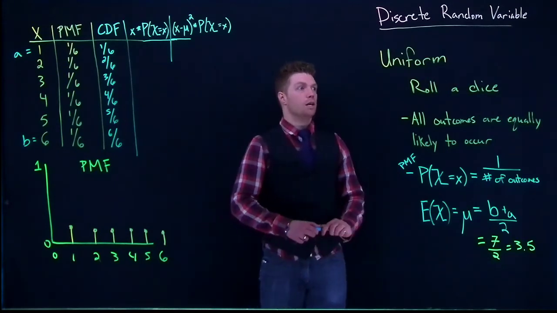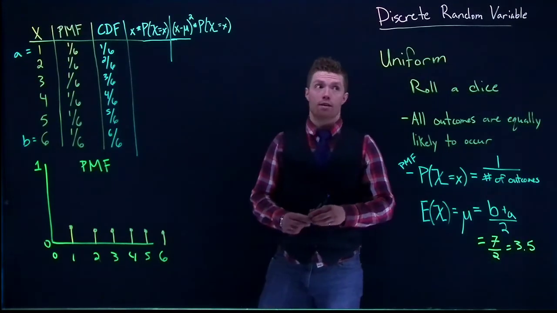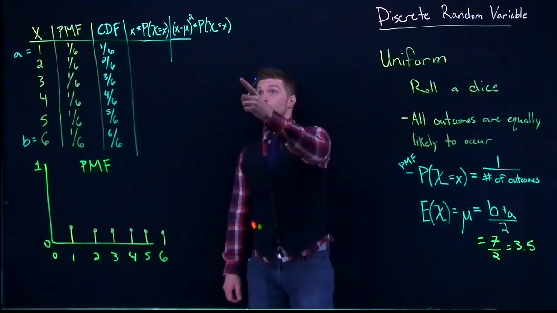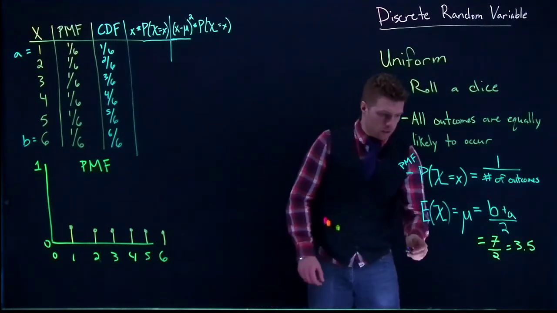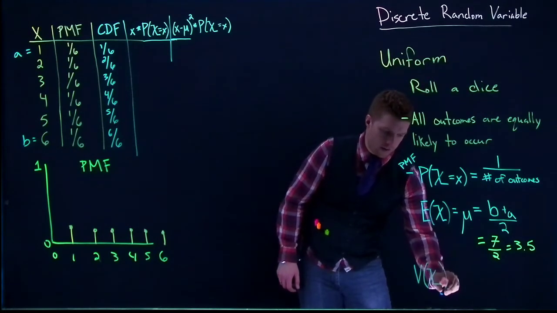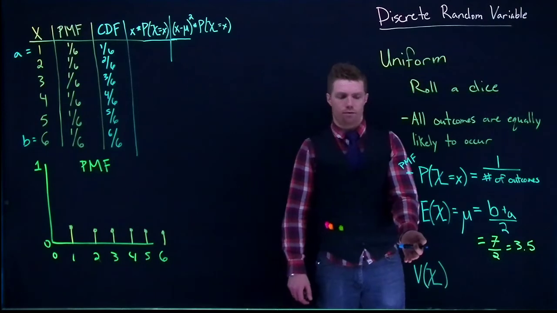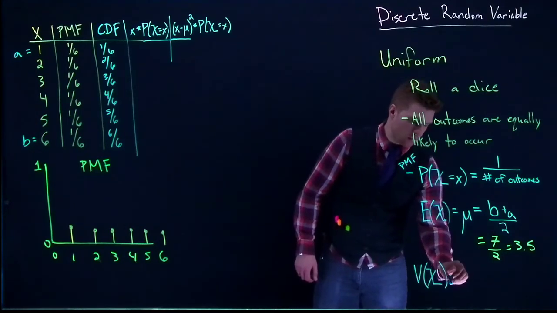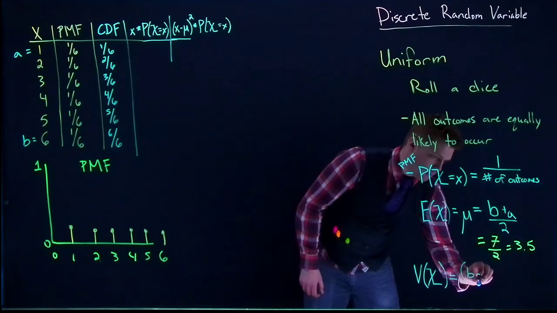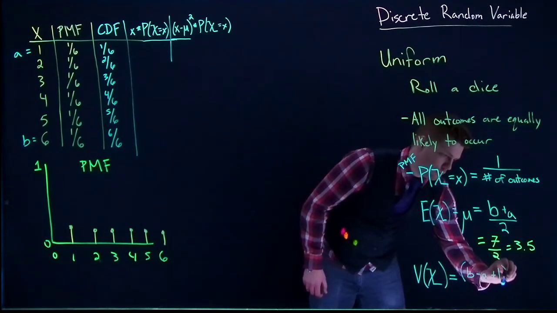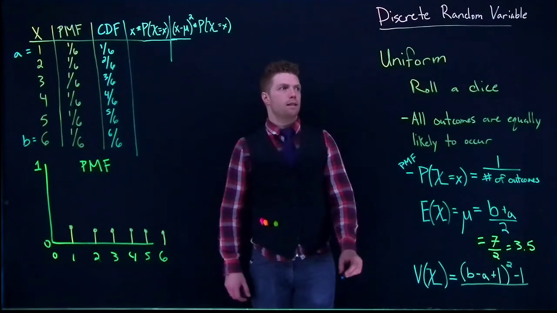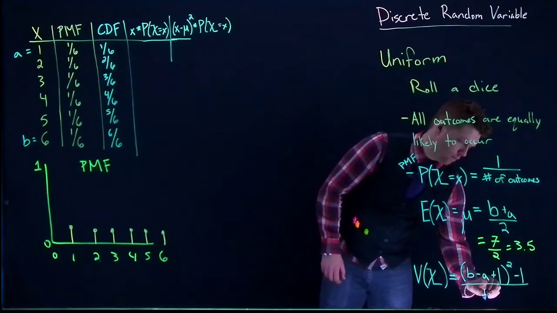Very nice. We can also do this with our variance equation. Our variance equation is a little more complicated, but it's a shortcut from having to do a whole bunch of calculations. So for the variance of x, this is the first time I've written variance like this with just a capital V. I write it like this a lot as shorthand notation. The variance of x is going to be equal to B minus A plus 1, squared, minus 1, and then we divide that whole thing by 12.